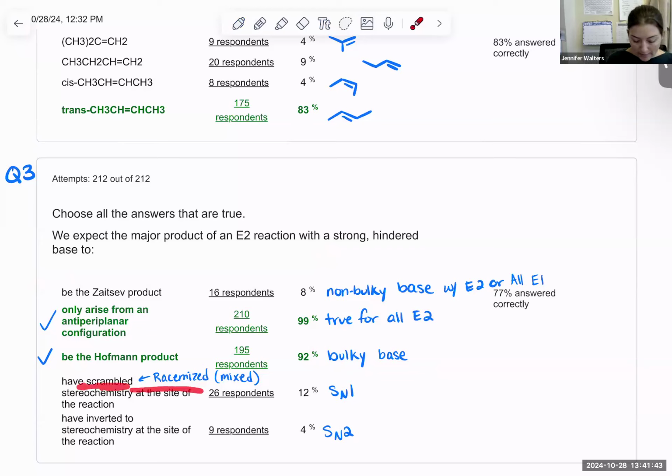That is saying scrambled, meaning mixed. So that means you're getting a mixture of your stereochemistry. That's racemized, so another way of saying that would be scrambled stereochemistry. You can almost think of it like scrambled eggs are mixed. So all scrambled means is just mixed stereochemistry. That would only be true if it was SN1. Have inverted stereochemistry at the site of the reaction. That would only be true if it was SN2.